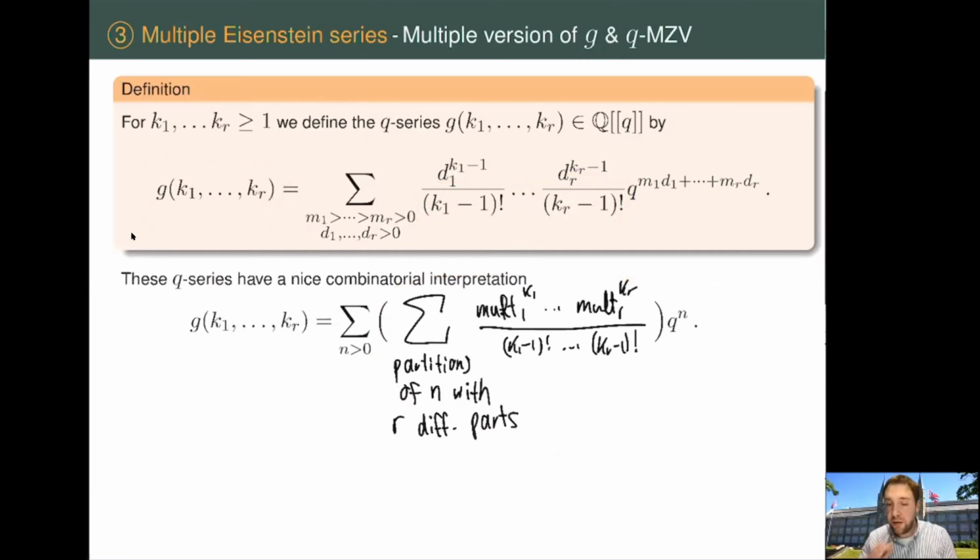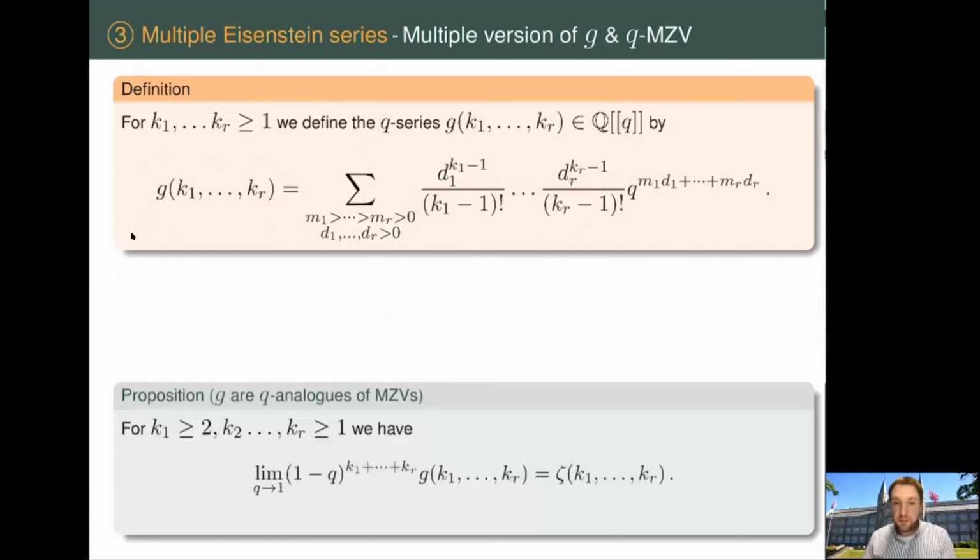have a direct connection to multiple zeta values, namely that they are Q-analogs of multiple zeta values, by which we mean that if I have numbers k1 up to kr satisfying the convergence condition for multiple zeta values, then I can take this Q series g_{k1,...,kr}, multiply it with this factor (1 - q)^{k1+...+kr}, and send q to 1. And what I get back is the corresponding multiple zeta value. And this explains these factors, because if I didn't divide out these factorials, then they would dance around in front of this zeta value.